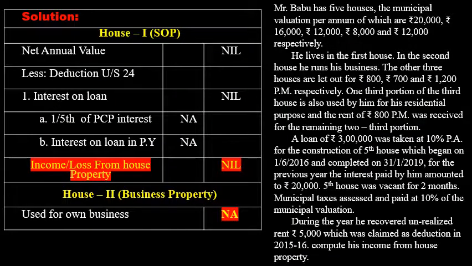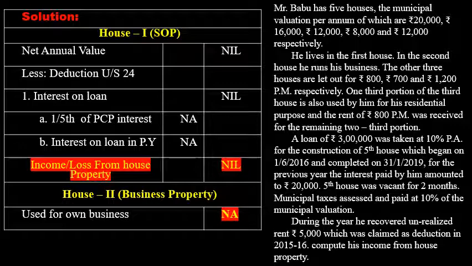So in this problem, SSC is the owner of 5 houses. The first house is used by him for residential purposes, so it is self-occupied. The second house is used for his own business. In the third house, 1/3 part is self-occupied and 2/3 part is a let-out property. The fourth house is a let-out property, and the fifth house is also a let-out property. Let me solve them one by one.